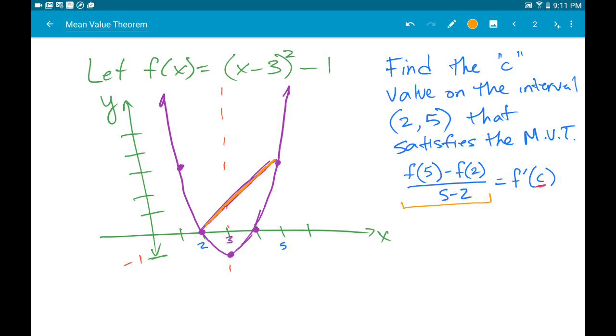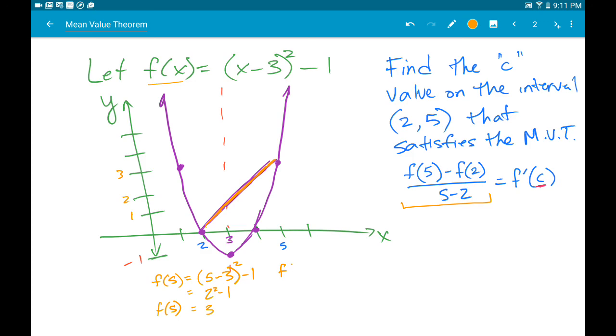Looks like f of 2 is going to be 0, but just to confirm, f of 5 is going to be this function up here, evaluated at 5, which would be 5 minus 3 squared minus 1. So we've got 2 squared minus 1. Looks like we have 3. So f of 5 is 3. All right, we're in good shape.